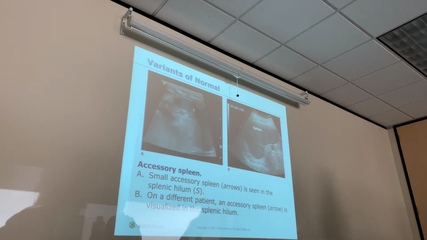The accessory is the tissue that separates from the spleen to somewhere else? It could be somewhere else, yes. But 75% of the time, it's located by the hilum of the spleen, which is right here. This is very common. So it's part of the spleen? Yeah.